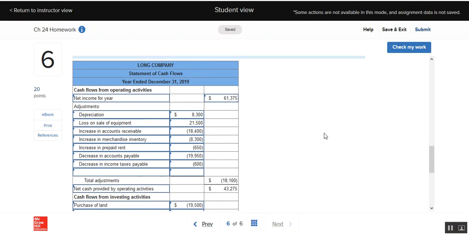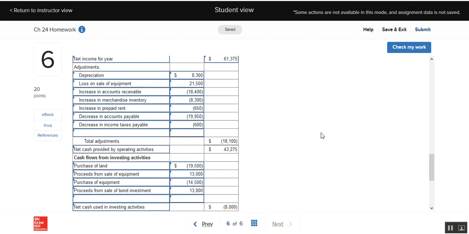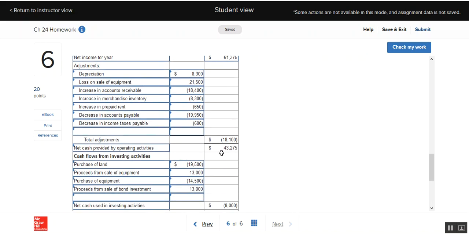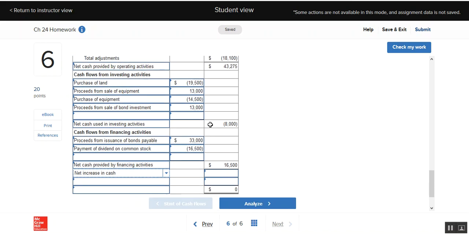So to figure that amount, we're going to have to look at how much was provided in the three different categories. So net cash provided in operating activities was $43,275. That was cash coming in from operations. The next section says we used $8,000. So that's a subtraction. And then the final category was cash provided of $16,500, so that's a positive. So it looks like we have a net increase in cash of $51,775.